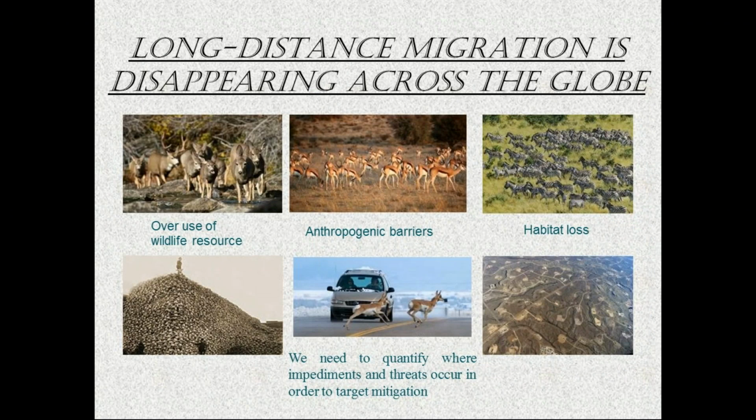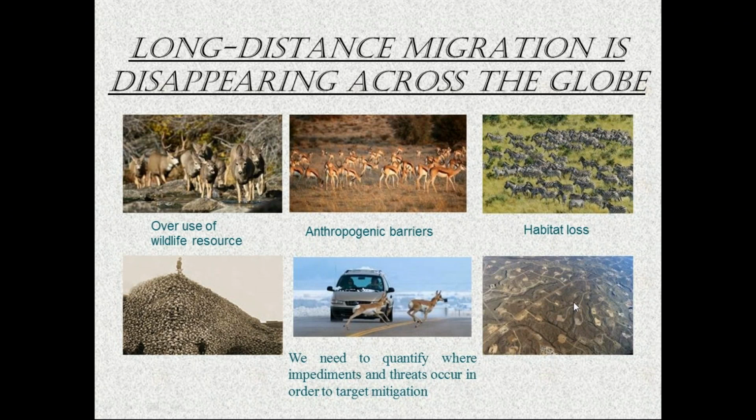One of the things we know is that long distance migration is an imperiled ecological phenomenon. It's disappearing across the globe, and it depends on the species and the region of the globe that you're talking about for the decline of long distance migration, but the causes of loss fall into three major categories. One is overuse of the wildlife resource, which doesn't occur as much in North America as it once did. But other causes are things like anthropogenic barriers, things such as roads, and then of course habitat loss and fragmentation. And that can be from things like exurban sprawl or natural resource extraction.